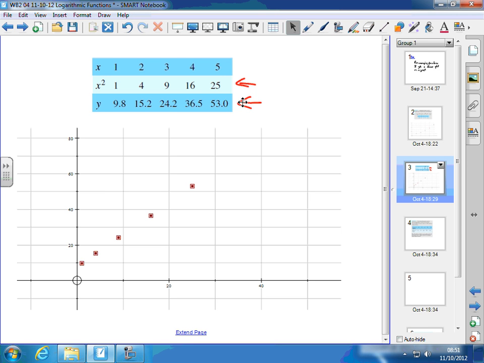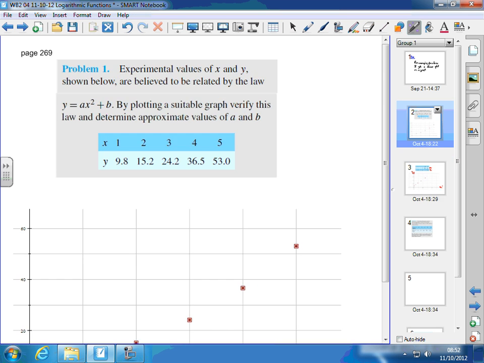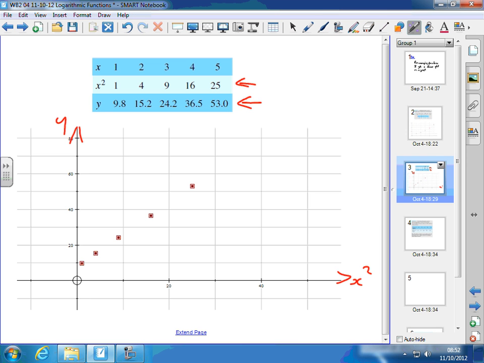So in other words, in this particular example, y on this axis has been plotted against x squared, and we can now confirm our guess is correct because we get a straight line. So that confirms that the relationship is of the form y equals ax squared plus b, which is what we get in this first case. So once we've done this graph, we can actually find the values for a and b.